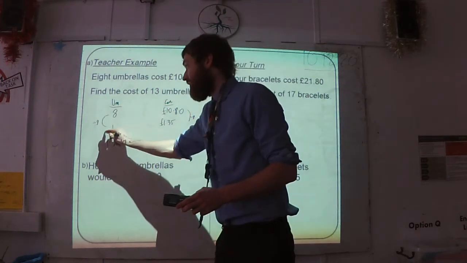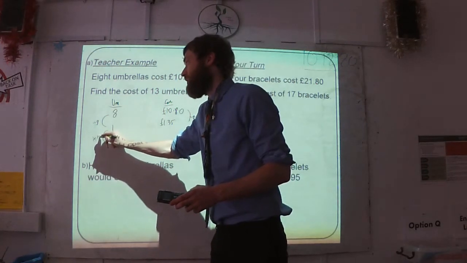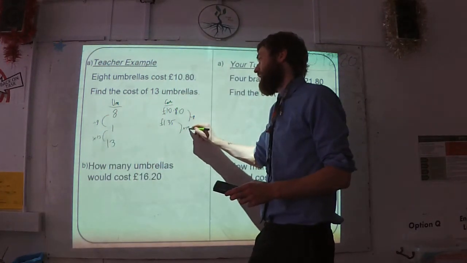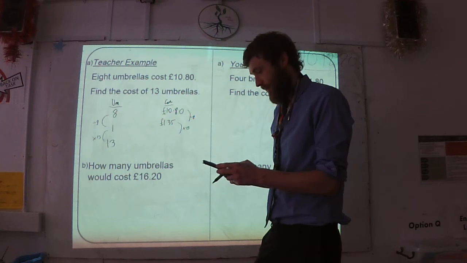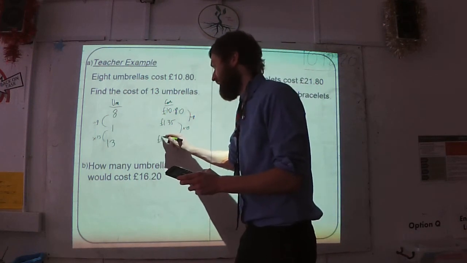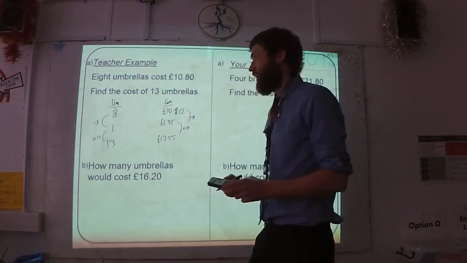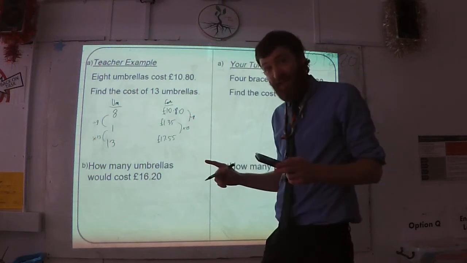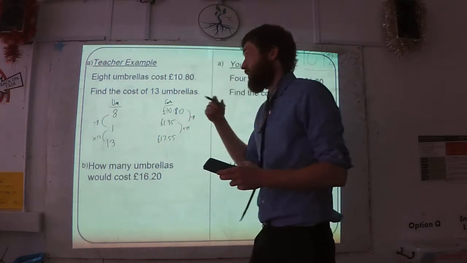Okay, then to get from 1 umbrella to 13, I would times by 13. So I times by 13. So that's going to be £17.55. Alright, and therefore that is exactly how you do it. That's how much 13 umbrellas would cost.